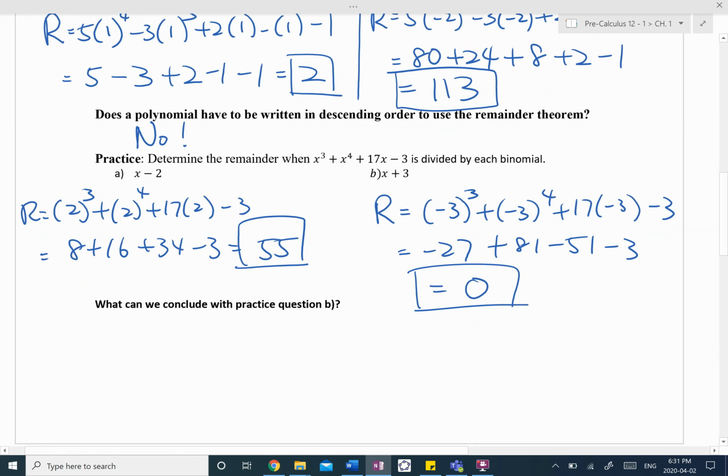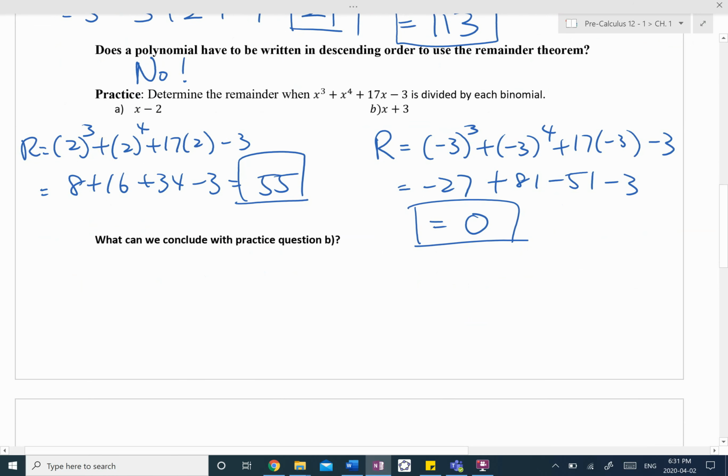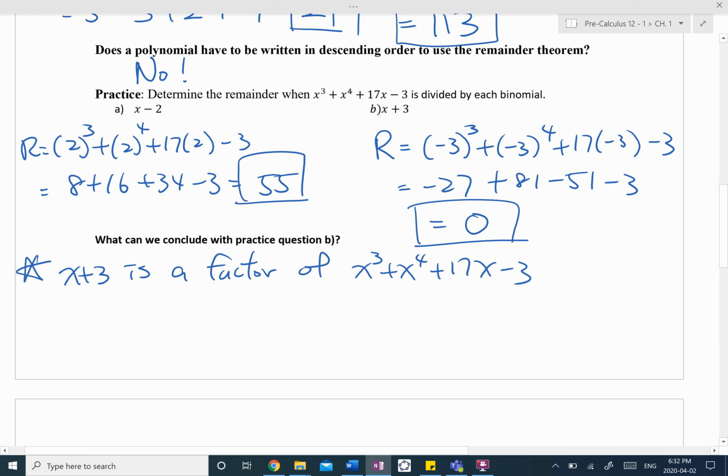Okay, so here's the question. It says, what can we conclude with the practice question B? So again, the remainder is 0. What does that mean again? We talked about this last time. If the remainder is 0, we can then say that x plus 3 is a factor of the polynomial x cubed plus x to the 4 plus 17x minus 3.